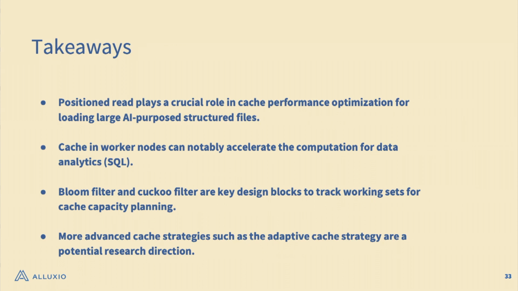The last one I would like to mention is the adaptive cache strategy. It's our potential research direction. Actually, it has already been there for years, but we are still working on it. We will develop more online and offline caching strategies, based on the data structure and the trace we have now, to improve the cache filter and the cache hit rate further.